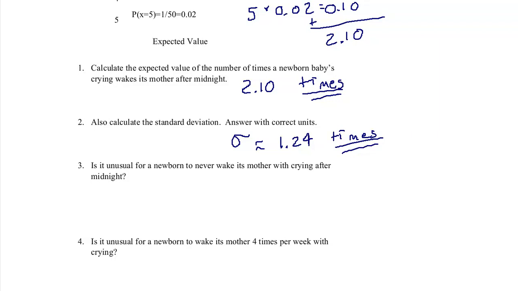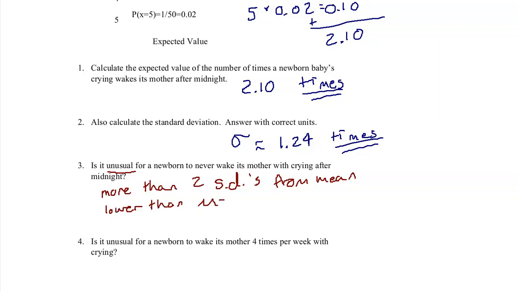We want to know, is it unusual for baby to wake up mom after midnight? Well, never to wake up mom crying after midnight. Now remember, unusual means that it is more than 2 standard deviations from the mean. More than 2 standard deviations from the mean. So lower than mu minus 2 standard deviations or higher than mu plus 2 standard deviations. Oh, my mu looks like a W. Let me fix that. Okay.